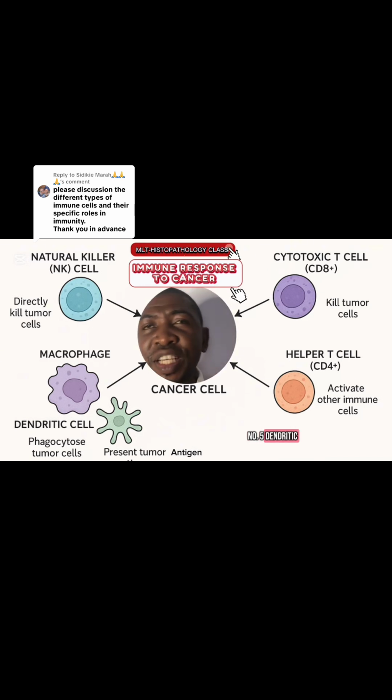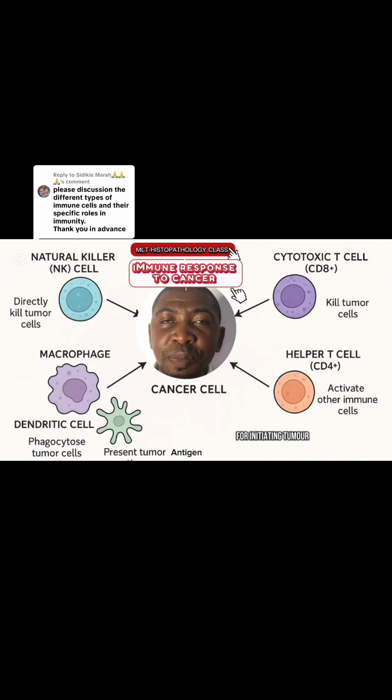Number 5, dendritic cells. They prime T cells against tumor antigens. They capture tumor antigens and migrate to lymph nodes, present antigens via MHC2 and 1 to CD8 and CD4 T cells. Therefore, they are essential for initiating tumor-specific adaptive immune response.